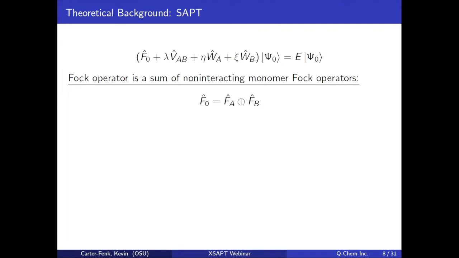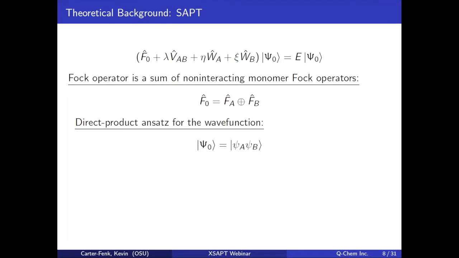So in the SAPT formalism, all that we will consider are the interactions between monomers A and B. So the Fock operator in this approach is taken as a sum of monomer Fock operators. So these are the non-interacting fragments. And for a Fock operator of this form, we take a direct product ansatz for the wave function.